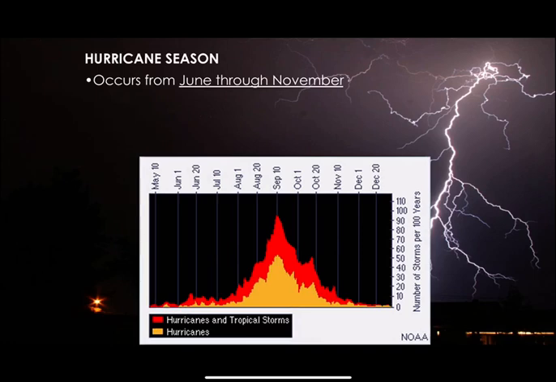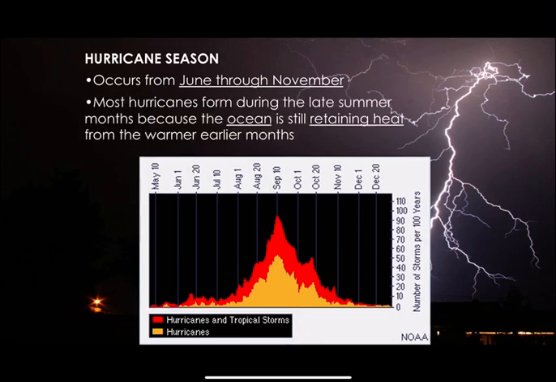Look at the graph at the bottom of the screen. Here you can see when hurricanes and tropical storms are at their peak. Most hurricanes form during the late summer months because the ocean is still retaining heat from the warmer earlier months.